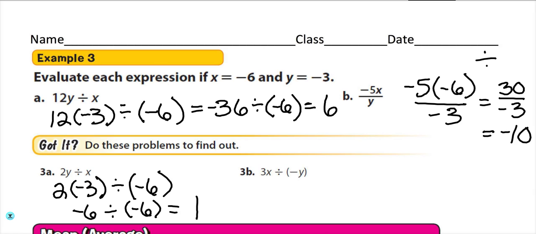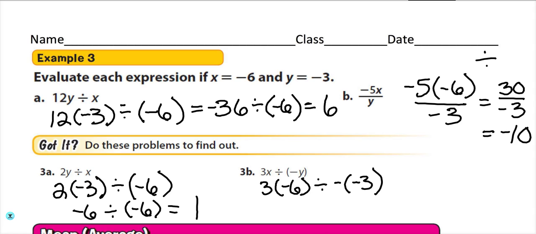We have 3x divided by negative y. So this one might have thrown you for a loop. So let me get started here, and then maybe that'll help you. It'll be 3 times negative 6 divided by, now it's negative, but it's already negative. So what we have to do is we need a negative, negative. You're making the negative, negative. So think about that for a minute. Pause it if you need to.